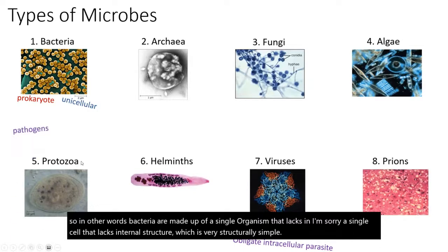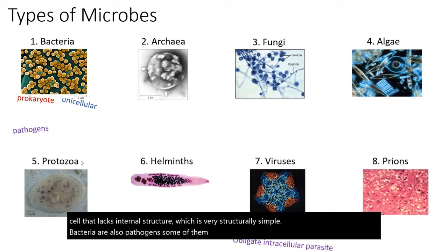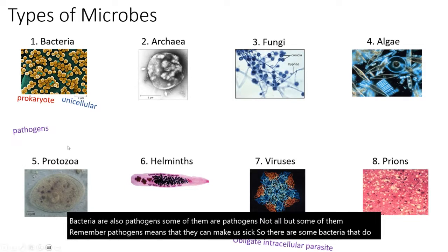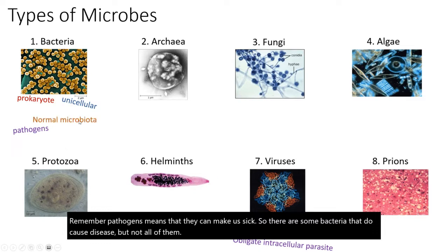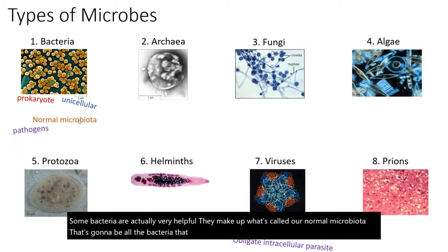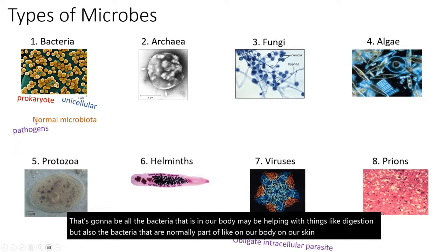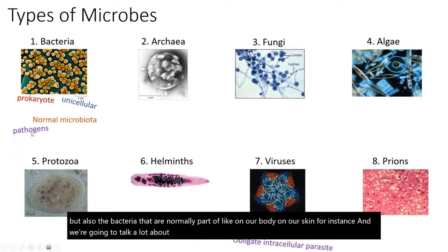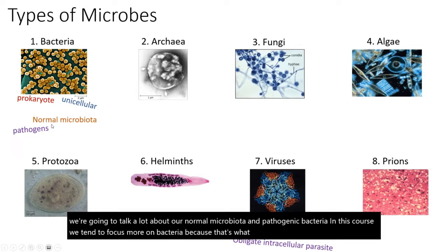Bacteria are also pathogens. Some of them are pathogens, not all, but some of them. Remember, pathogens means that they can make us sick. So there are some bacteria that do cause disease, but not all of them. Some bacteria are actually very helpful. They make up what's called our normal microbiota. That's all the bacteria in our body, maybe helping with things like digestion, but also the bacteria that are normally part of our body, like on our skin, for instance. We're going to talk a lot about our normal microbiota and pathogenic bacteria in this course. We tend to focus more on bacteria because that's what we come into contact with on a very regular basis.